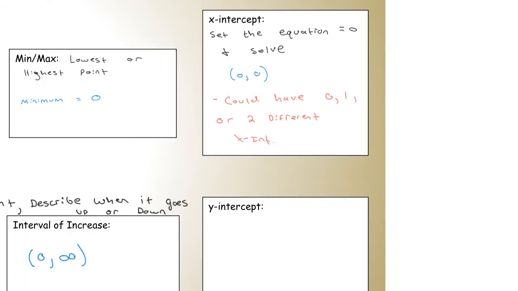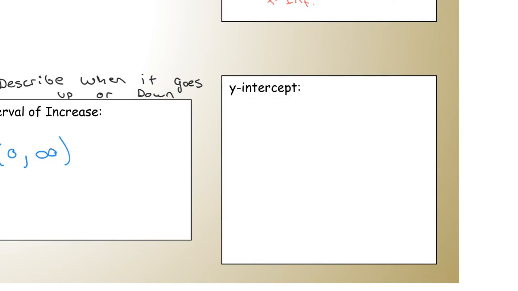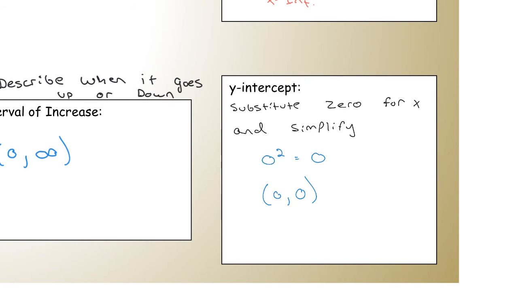And the last thing, the y-intercept, we are going to substitute 0 for x and simplify. So this equation right here, if I substitute 0 for x, it's just x squared, so 0 squared is 0. So again, my y-intercept is also the point 0, 0. And there will always be 1 and just 1 y-intercept.